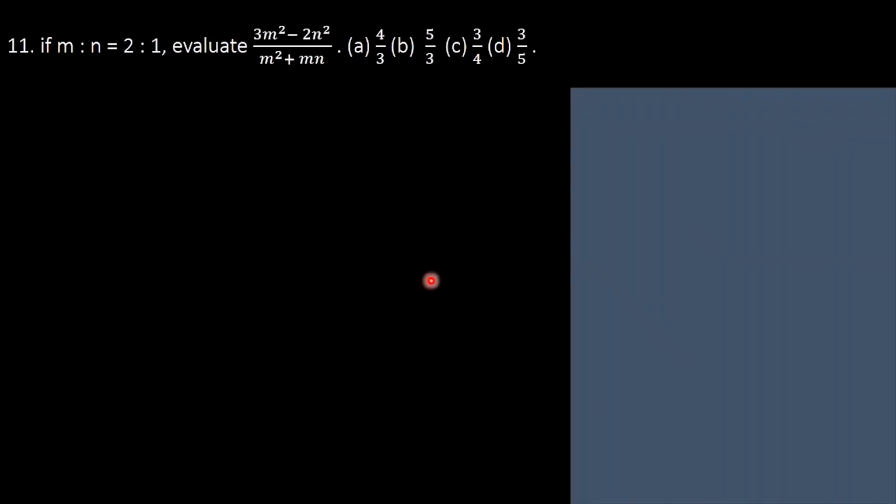Question 11. If m ratio n is equals to 2 ratio 1, evaluate 3m square minus 2n square divided by m square plus mn.